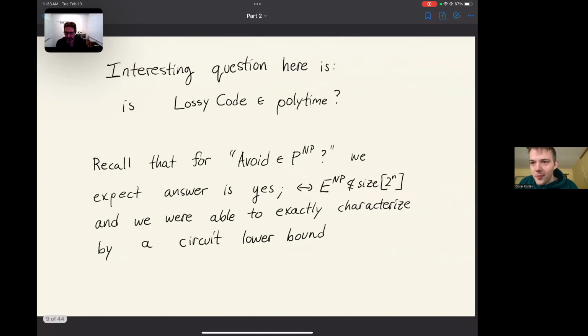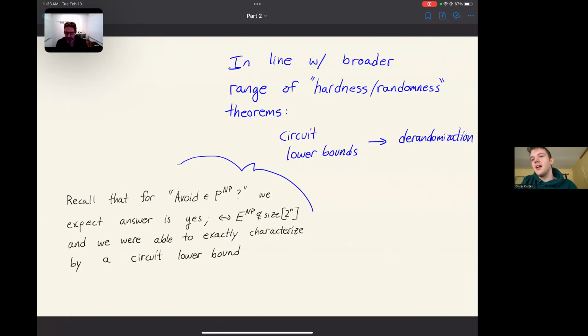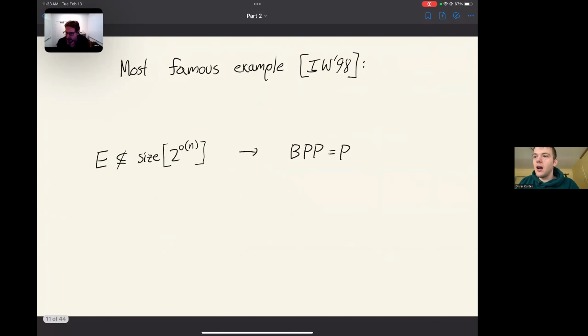What I wanted to say is that this result, which I mentioned before, that avoid being in P to the NP is equivalent to a circuit lower bound, is in line with a broader range of what are called hardness-randomness theorems, which show that assuming a certain circuit lower bound gives you an algorithm that derandomizes some randomized problem. There are other examples of this, the most famous being that if we assume that the class E, exponential time, requires exponential size circuits, then we can show that BPP equals P. This means we can derandomize every algorithm that solves a decision problem in polynomial time randomly.